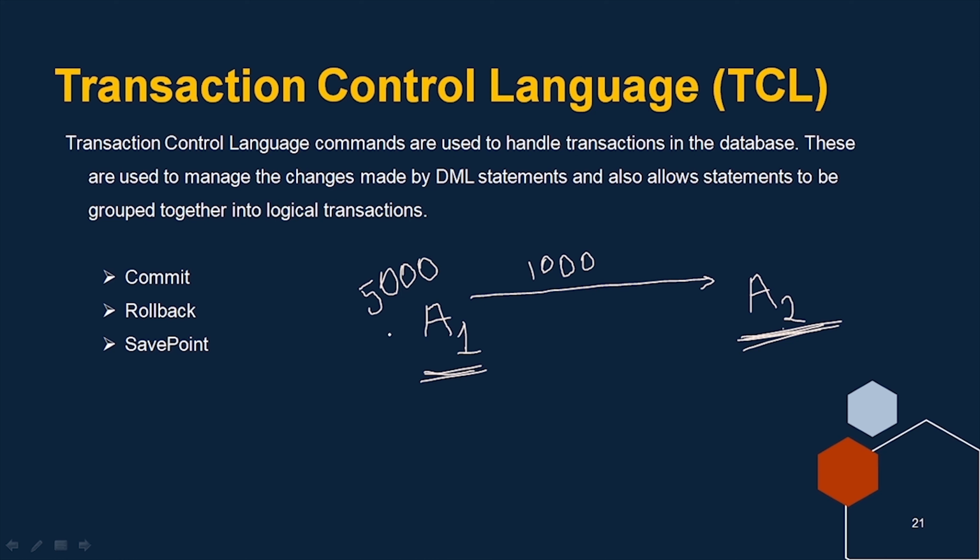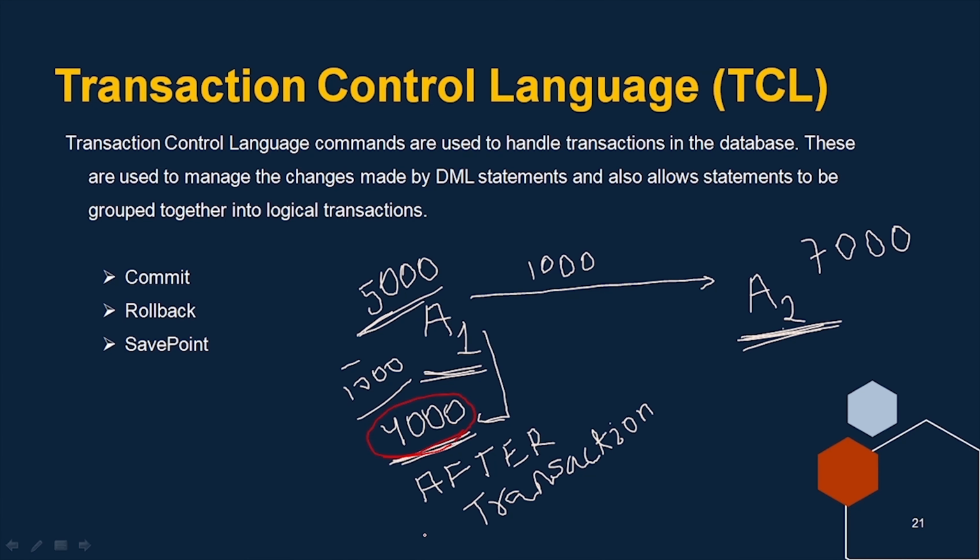Suppose currently 5000 rupees are available in the A1 account and 7000 rupees are present in the A2 account before the transaction. Once I initiate the transaction and transfer the amount, what will happen? The first statement I have to write is the available amount minus 1000 rupees. That means 4000 rupees. After this transaction, 4000 rupees should be updated in the A1 balance.